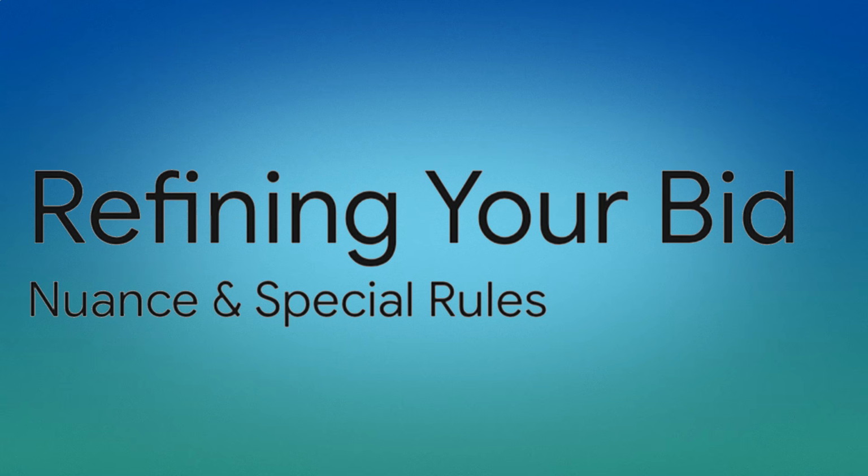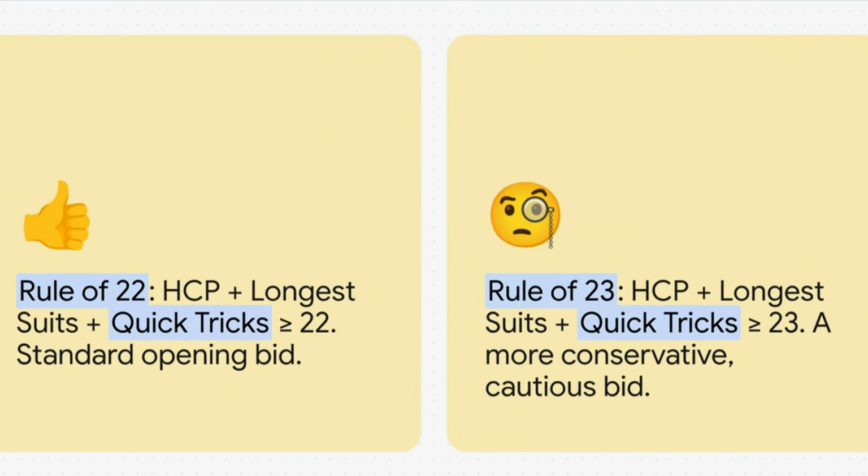Now we're going to look at a couple ways to fine-tune that opening bid for those times when you need a little more precision. Think of these as upgrades to the rule of 20. We've got the rule of 22 and the rule of 23. What's new? They add something called quick tricks. These are your surefire guaranteed winners, like having an ace and a king in the same suit. The rule of 22 is kind of your standard, maybe a little more aggressive choice. But if the situation feels risky, you can switch to the rule of 23, which just asks for a little more firepower before you jump in.